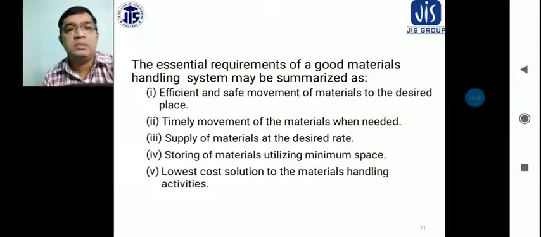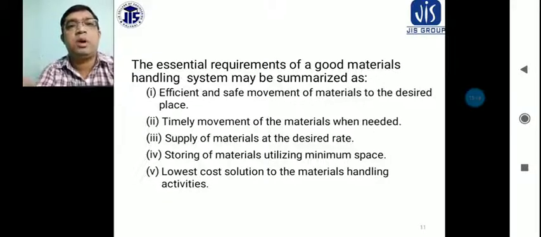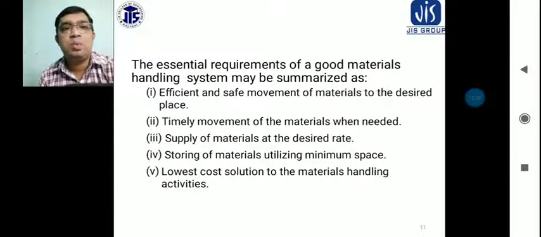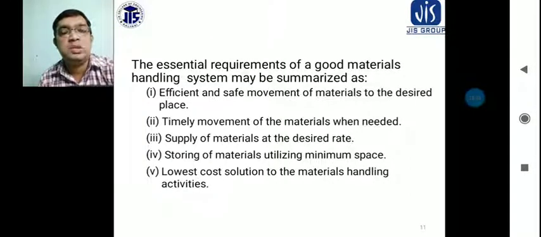You can say that the essential requirements of good materials handling systems may be summarized as follows. The first is the efficient and safe movement of materials to the desired place. Basically, you always have to transfer your materials in the proper way, so that the materials are safe and will be accepted by your customers. For this, the safe movement of materials to the desired places is essential. Timely movement of these materials when needed is also required.